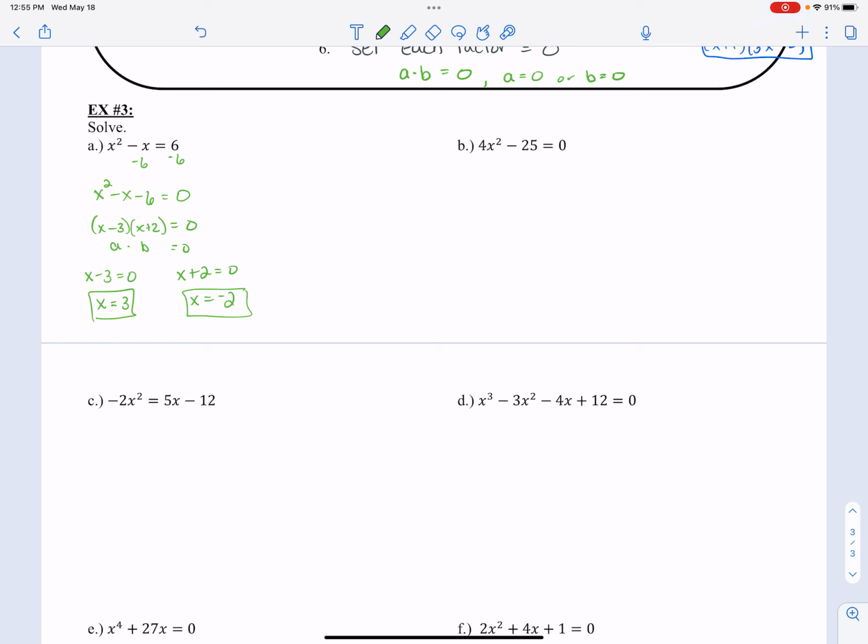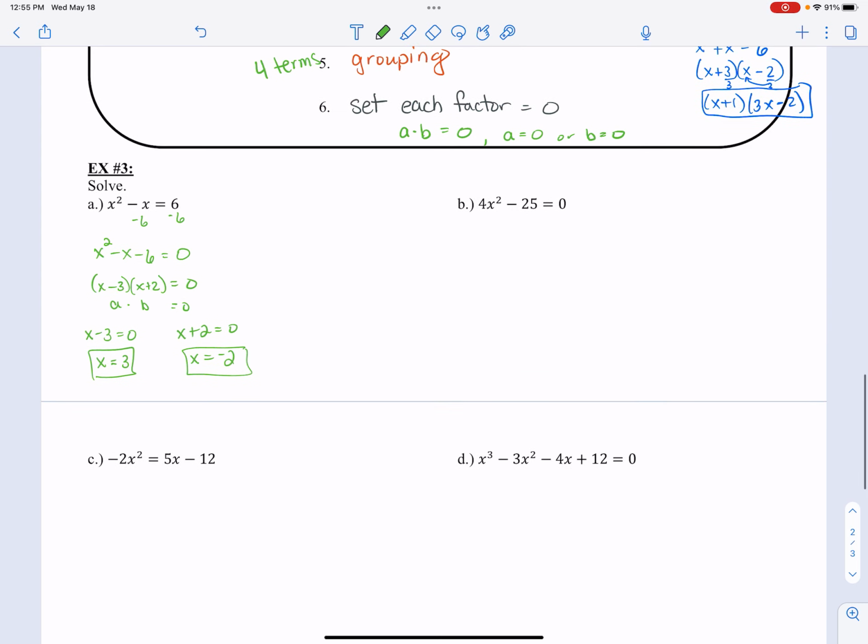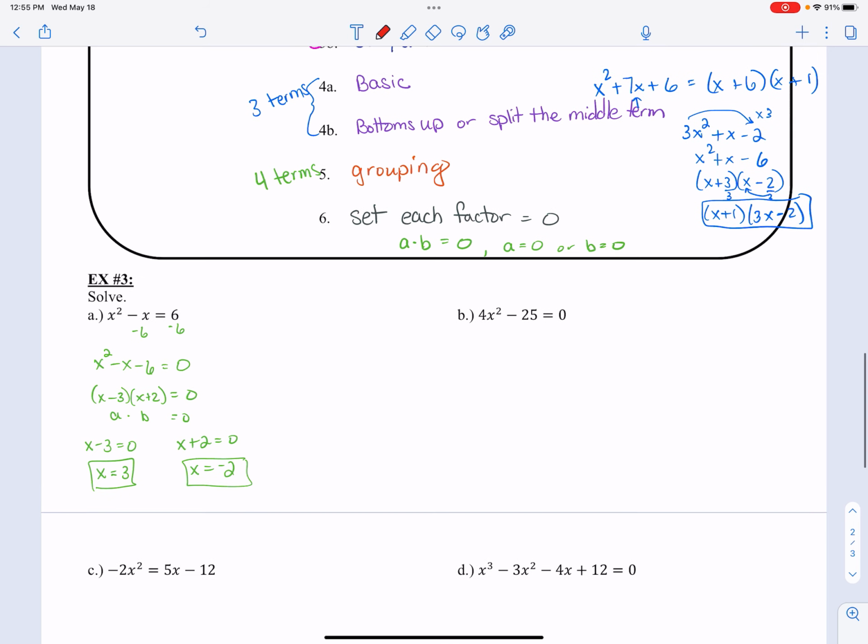All right, try the rest of them. Pause the video if you're feeling pretty good about factoring, and see how you do on the rest. All right, if you're coming back to check now, I see I already don't have to worry about step 1. Everything is moved over to the same side, and it's set equal to 0.